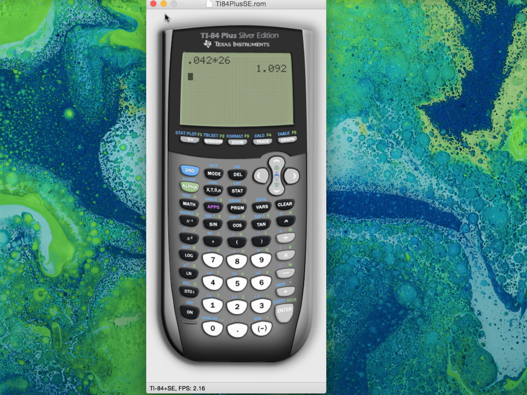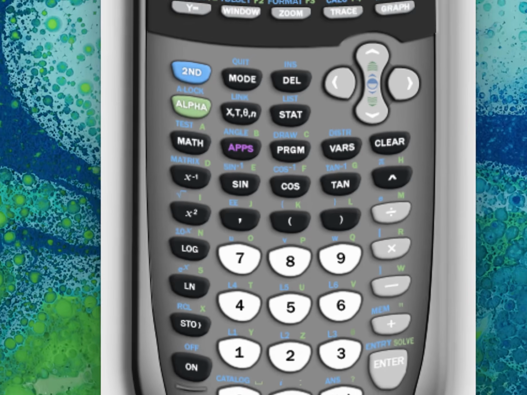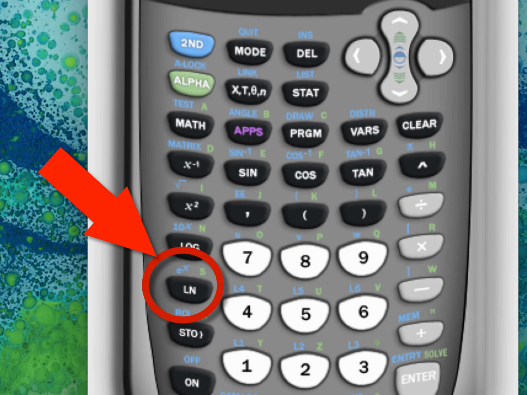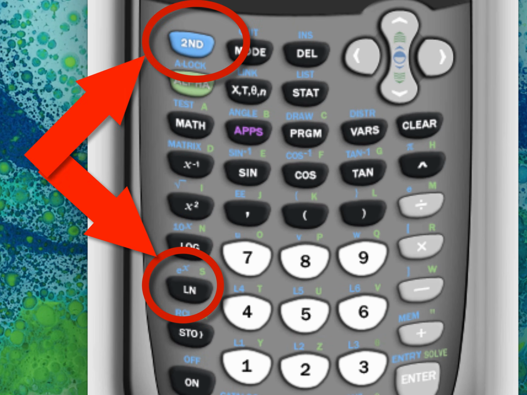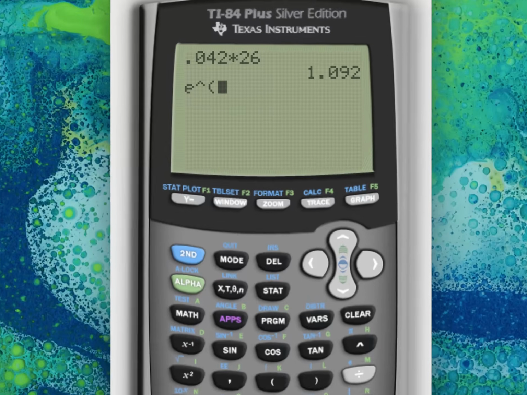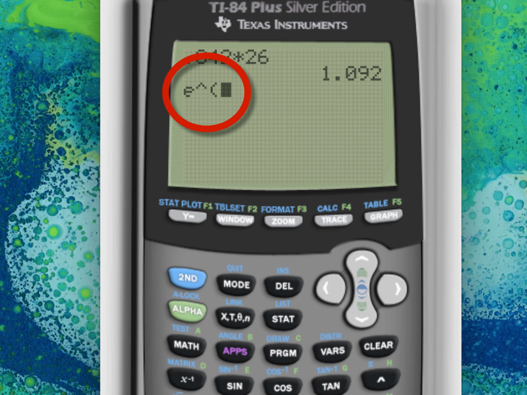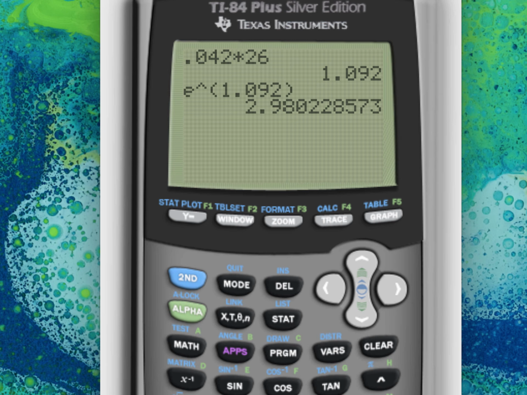And now we need to use the E button in the calculator. To get to the E button on the calculator, we're going to need to use the ln button. Press second ln, which gives us e to the exponent. So the e is already programmed for most calculators, so we don't need to type it again. And now we're just going to put in our exponent of 1.092. End parentheses, then enter.